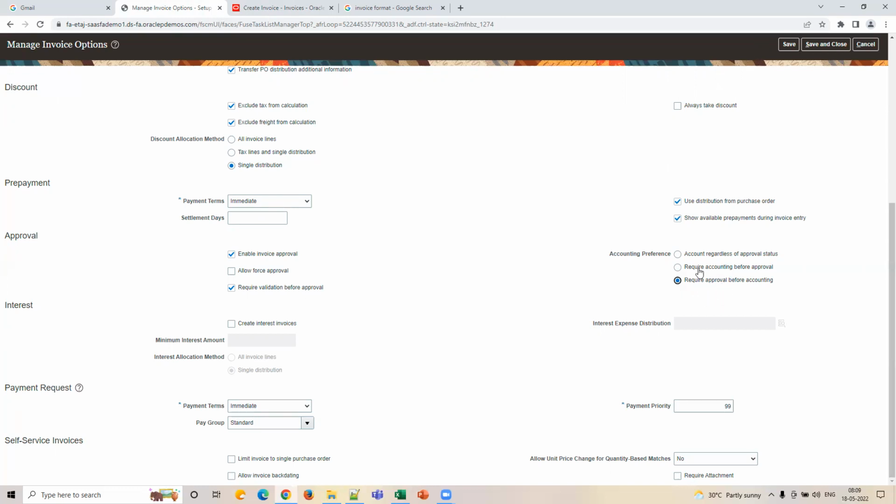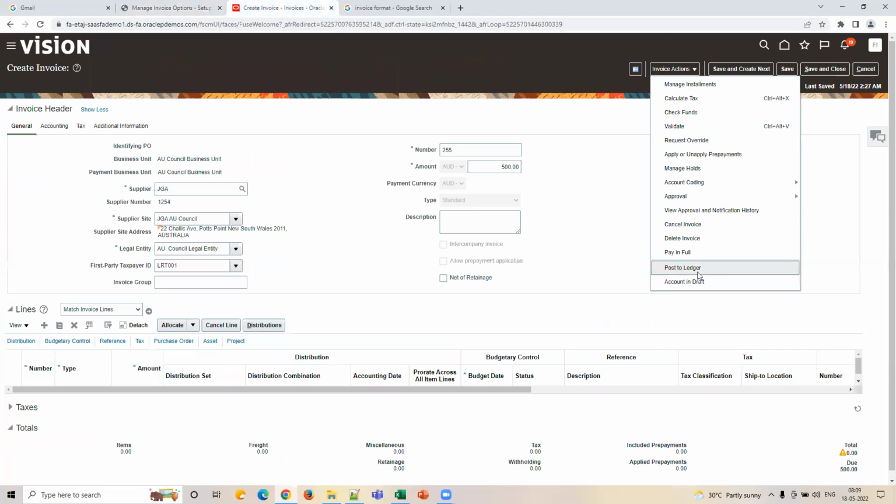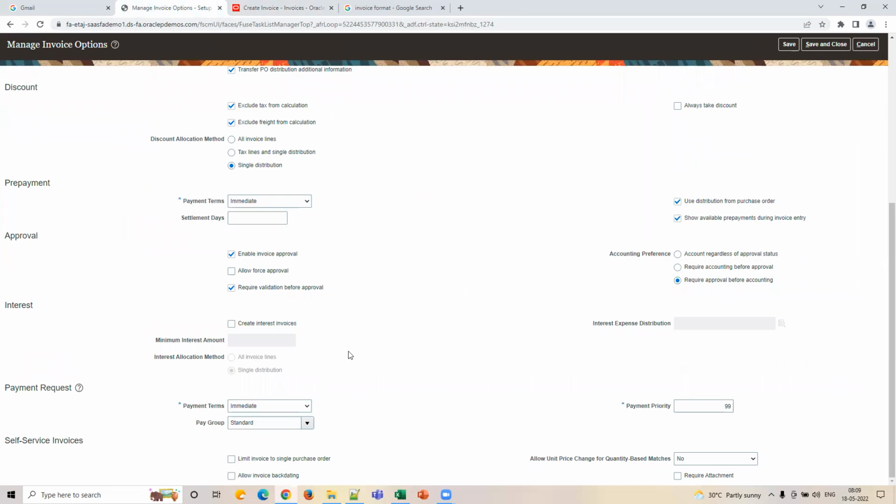You select this option. What does this option mean? Require accounting before approval. With this option, whether your approval status is approved or not, just account. With this option, accounting is mandatory before you send it for approval. This should not be used. Why? Because the accounting is the key. Require approval before accounting. If you keep this option, only once your invoice is approved can you use this option and account, post to ledger. Okay. Then this is about approval. I'll disable the approval.